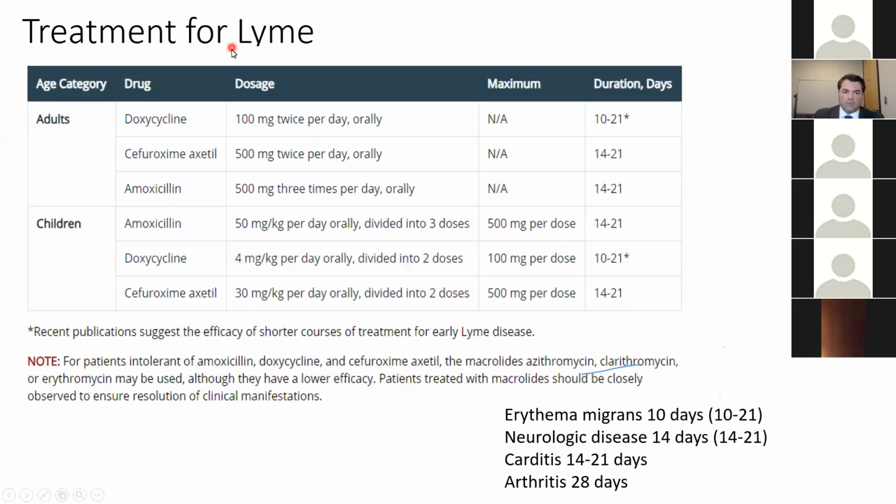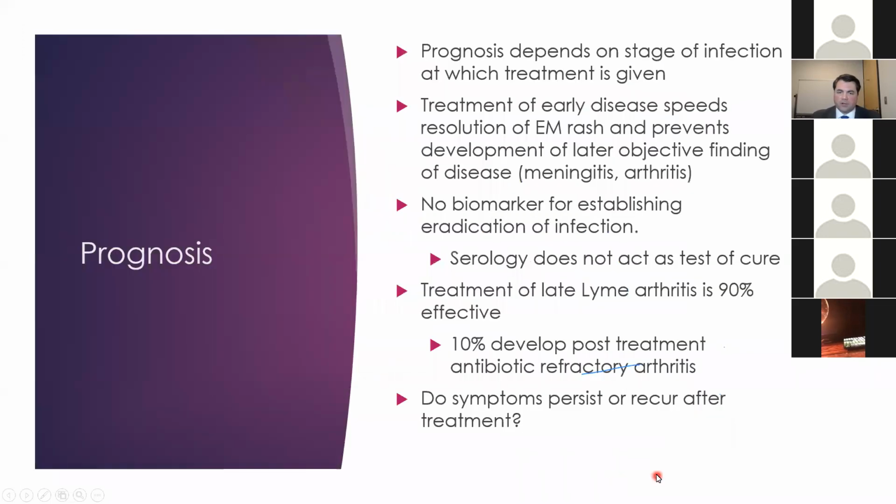Now, treatment for Lyme disease. Doxycycline is the first line treatment. There are also other treatments that are available, but doxycycline is really the best thing. And as far as duration, erythema migrans you could treat for 10 to 21 days. Neurologic disease is two weeks. You use ceftriaxone for 2 weeks, and then cardiac or arthritis is a bit longer. And prognosis depends on the stage of the infection. So you want to make sure that you treat it early.